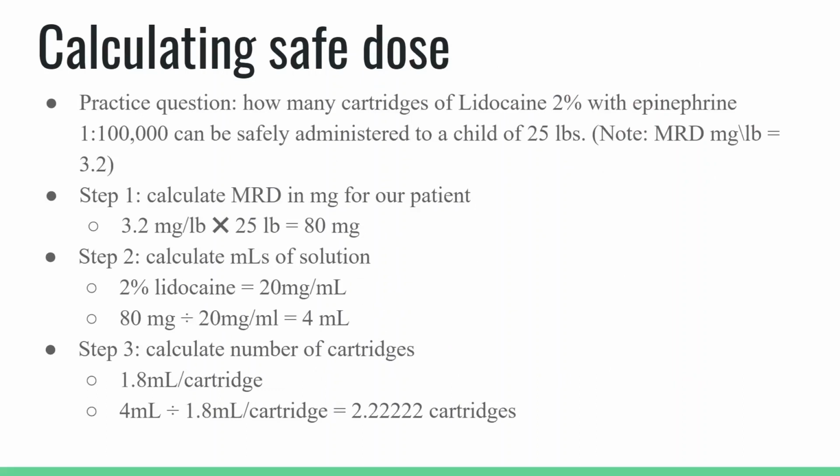Okay? So let's actually start calculating, my friends. Practice question. How many cartridges of lidocaine 2% with epinephrine 1 to 100,000 can be safely administered to a child of 25 pounds of weight? Note the maximum recommended dose in milligrams per pound equals 3.2. تمام? So again, they gave us the maximum recommended dose, which is 3.2 milligrams per pound.